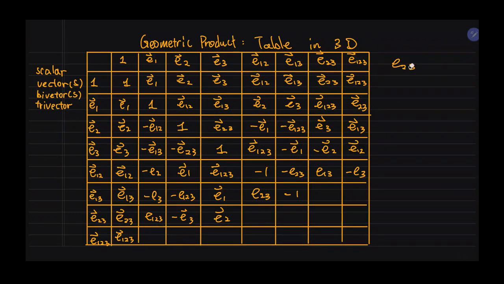Let me try. e23 e12 is equal to, I swap them both, so minus e32 minus e21, minus is plus, then we have e31, which is minus e13.